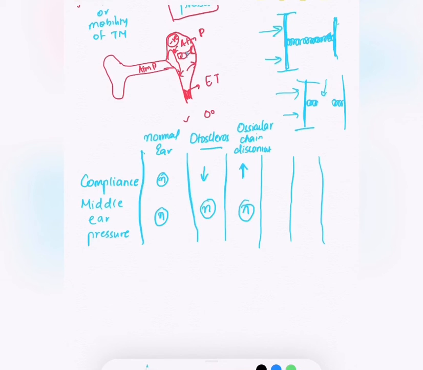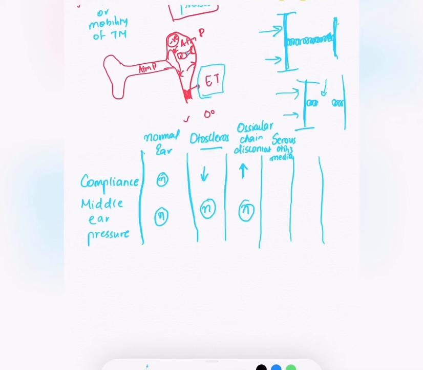Fine. Now the next condition that we are going to study is serous otitis media. Basically what happens in serous otitis media is there is a eustachian tube block. We will be studying that in the next video that I will be making. So the eustachian tube will be blocked, and what happens is the fluid gets collected in the middle ear.